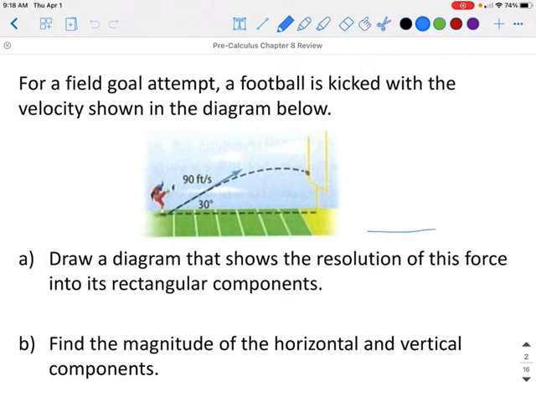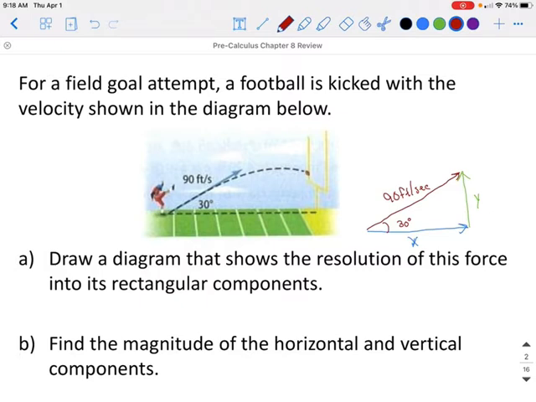So if we draw the rectangular components, part of this force is going to go in the x direction, part of it is going to go in the y direction. The football is going to travel along this vector at 90 feet per second at an angle of 30 degrees. So this would be your resolution in rectangular components.